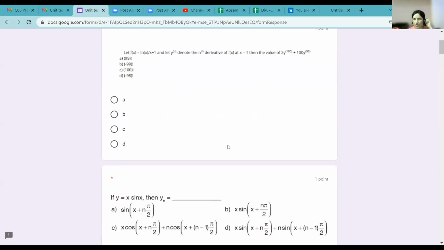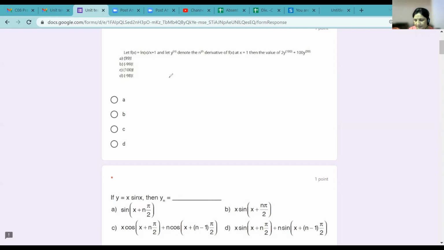Let f of x is equal to log of x divided by x plus 1. And let y raised to n denote the nth derivative of f of x at x is equal to 1. Then the value of 2 into y raised to 100 plus 100 into y raised to 99. Now here y raised to 100 means the 100th derivative, and y raised to 99 is the 99th derivative of that given function, and we have to find out that value. I think so many students couldn't find the proper value or how to solve this example.